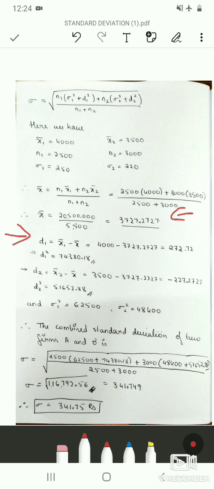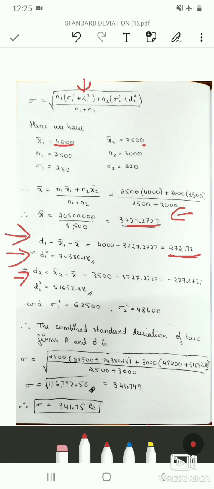So when you have got the answer of x bar, then you can calculate D1. The formula for D1 is x1 bar minus x bar. So we have the x1 bar value, we have the x bar value. So just subtract x1 bar minus x bar. So D1 is 272.72. But in the formula of combined standard deviation we need D1 square. So you have to square this value. So D1 square is equal to 74380.18. So similarly calculate D2, which is x2 bar minus x bar.